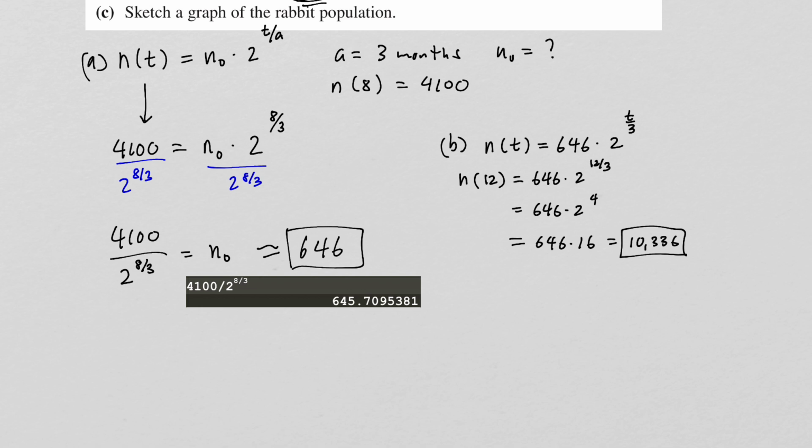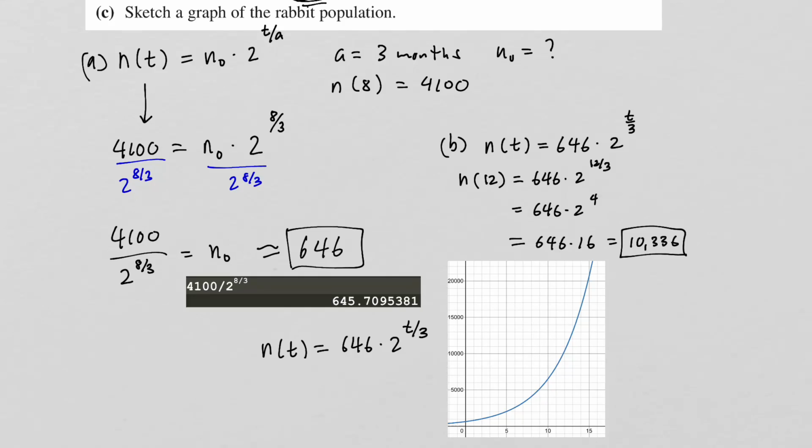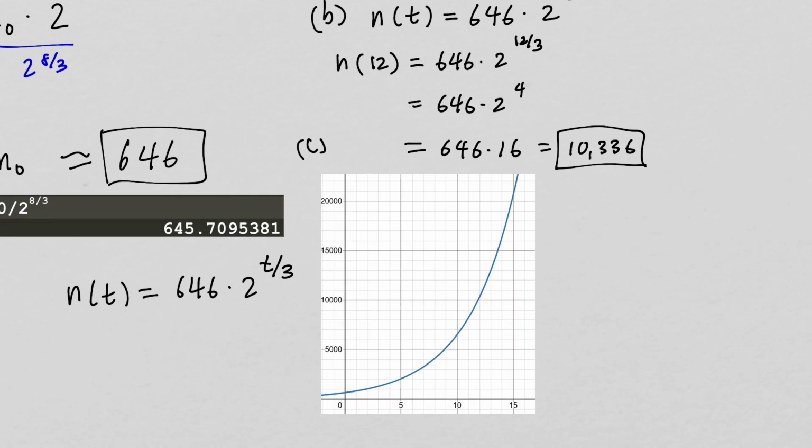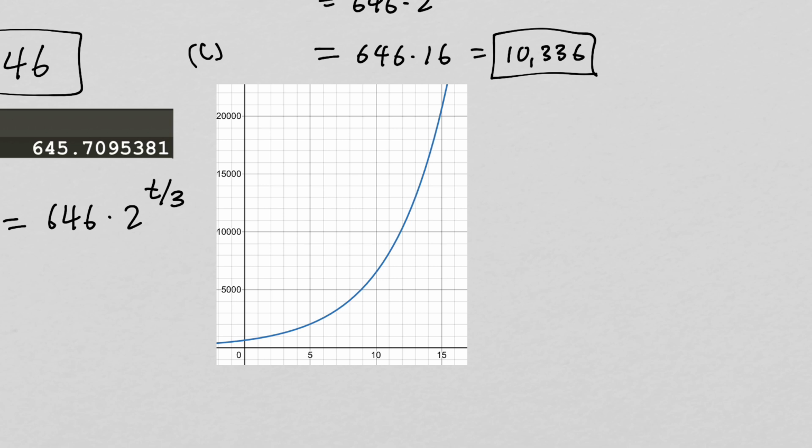So if you take N of t equals 646 times 2 to the t divided by 3, you can graph this using a graphing calculator, and you'll see exponential growth. What you can see here is that we have a very rapidly growing population. We have the initial amount, which is about 646, and after the first, second, and third months, it's growing relatively slowly, but as more and more time goes by, it begins to grow exponentially, and it grows really, really rapidly.